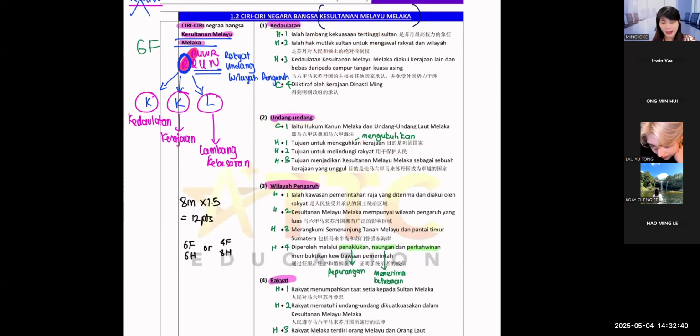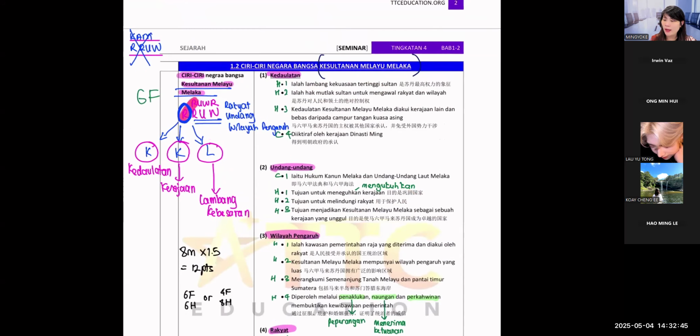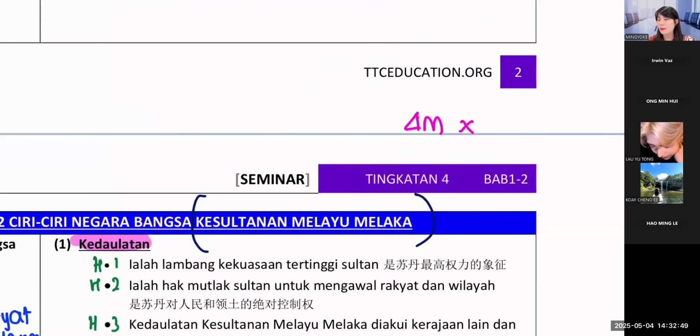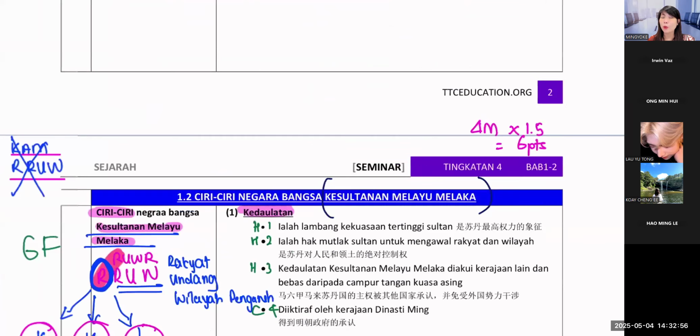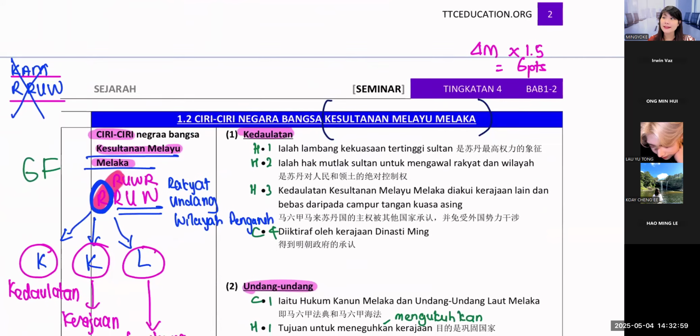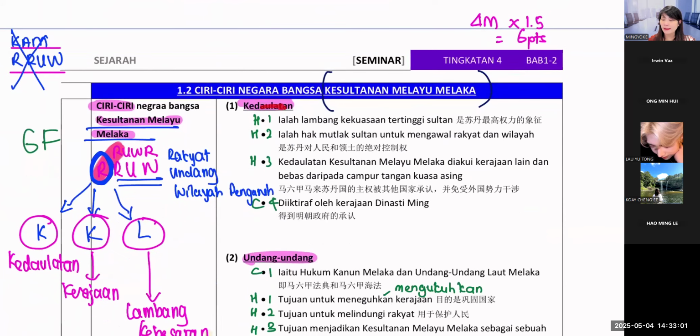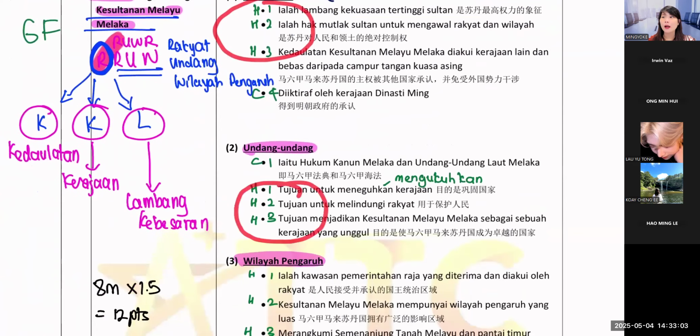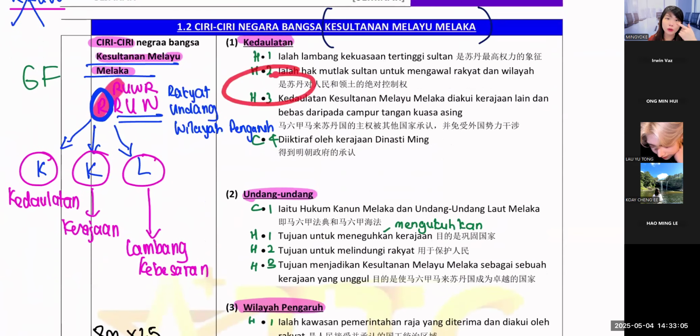So for kedaulatan you give 2 huraian, then for undang-undang you give 2 huraian. But is it 2 huraian? Guys, is it 2 huraian? No. If they give you 4 marks, remember what you need to do? You times 1.5. It becomes 6 points. Write 6 huraian. Understand? Meaning 3 from kedaulatan, 3 from undang-undang. Or you can choose 2 huraian, 1 contoh. It's your choice, whichever you are able to remember.